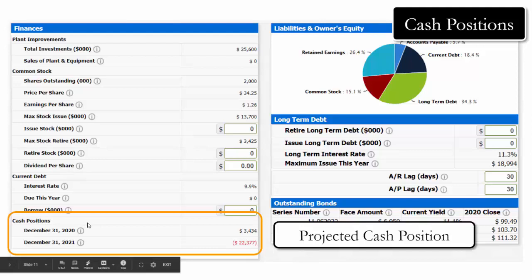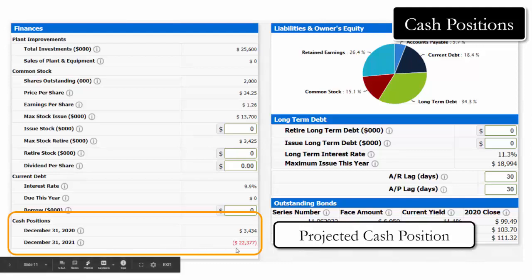The next section displays your company's cash position at the end of the previous round and the projected cash position at the end of the current round. How accurate this projected cash position is depends on how accurate your sales forecast is, which is the basis for all the pro forma values provided by the simulation. You want to make sure that your projected cash position is not negative to reduce the likelihood of you needing an emergency loan from Big Al.